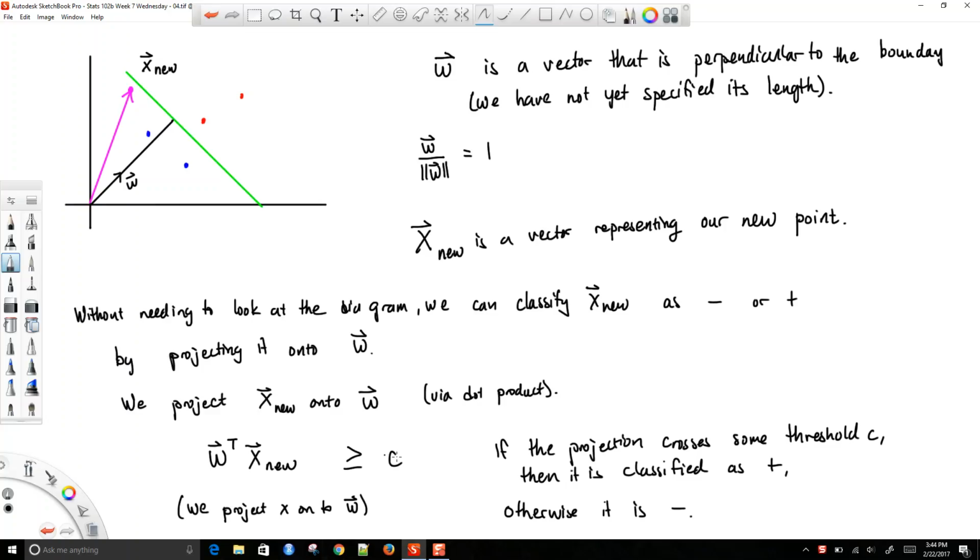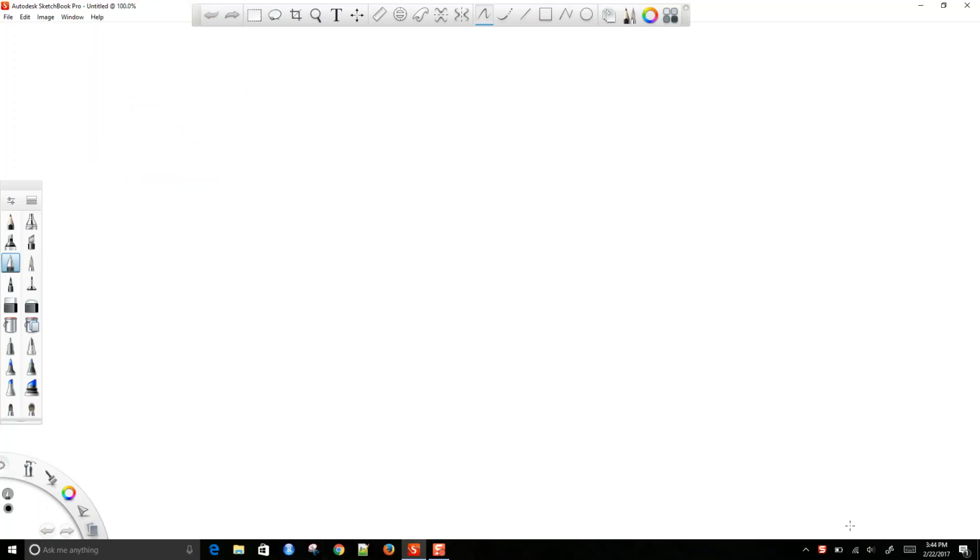If I let B equal negative C, then what we will have is W transpose X new plus B now just has to be greater than or equal to 0.